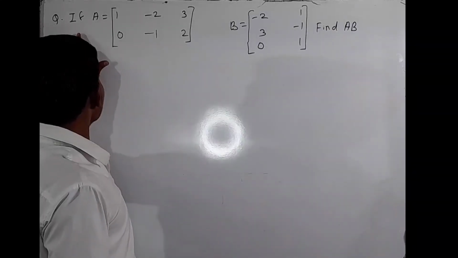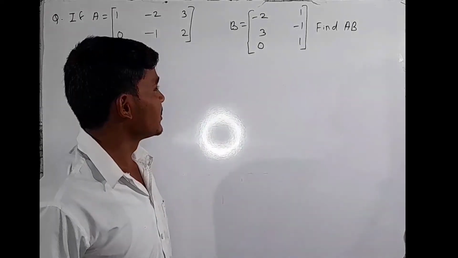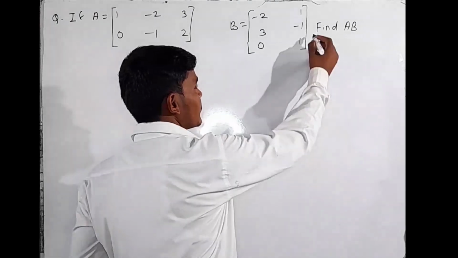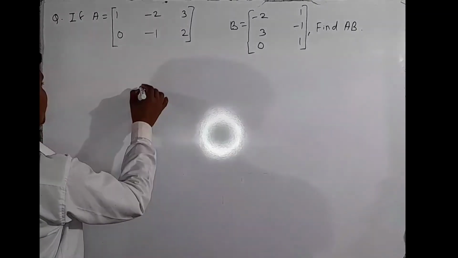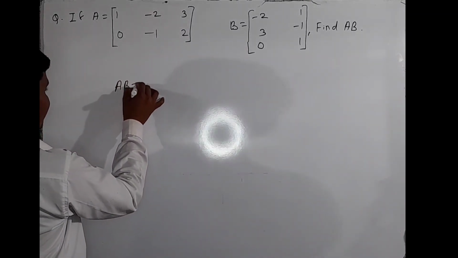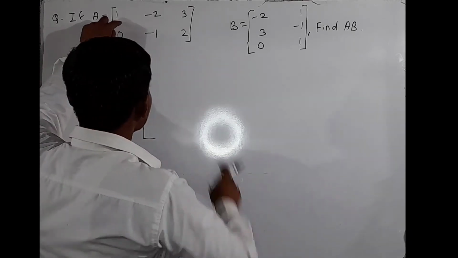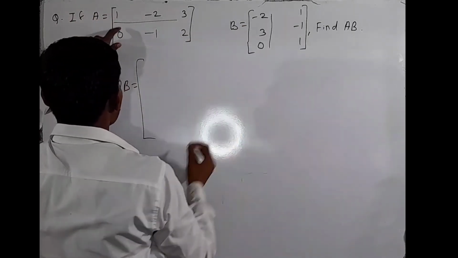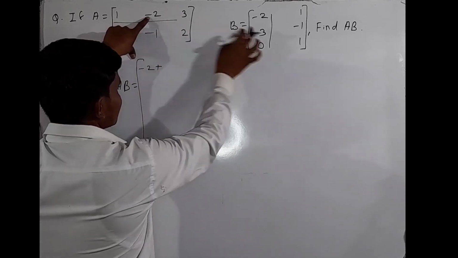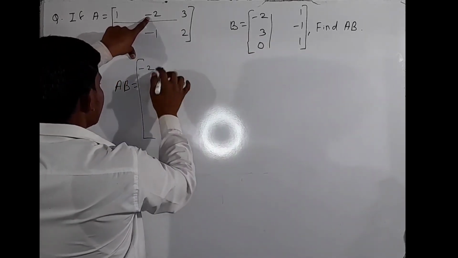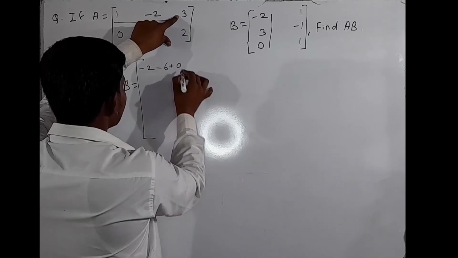Next question: if A equals a matrix and B equals a matrix of order 3 by 2, then find AB. Now AB equals, we have to multiply this row with this column. Then 1 into minus 2, that is minus 2, plus minus 2 into 3, minus 6, plus 3 into 0, that is plus 0.